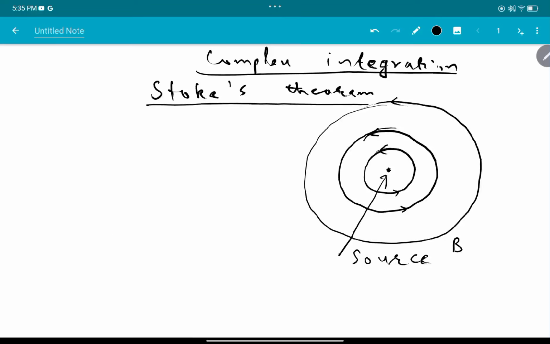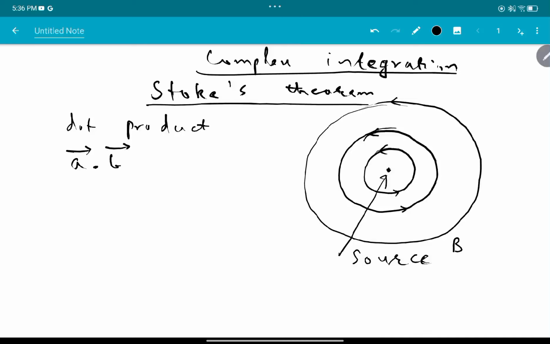Now we want to measure how much circulation this field has around this source. In order to measure that, we need to remind ourselves that the dot product of two vectors is a measure of their parallelism. Suppose we have A dot B. A dot B is a measure of parallelism between A and B. How is that a measure of parallelism? You can see it from this diagram.